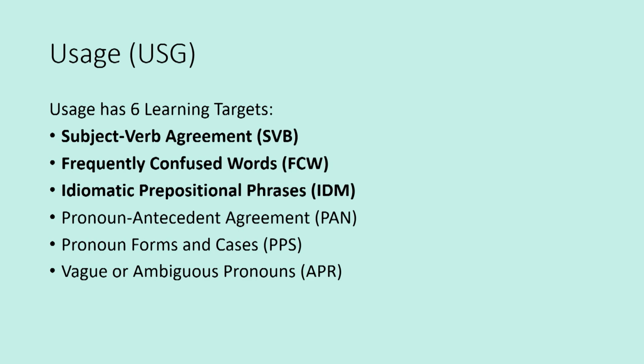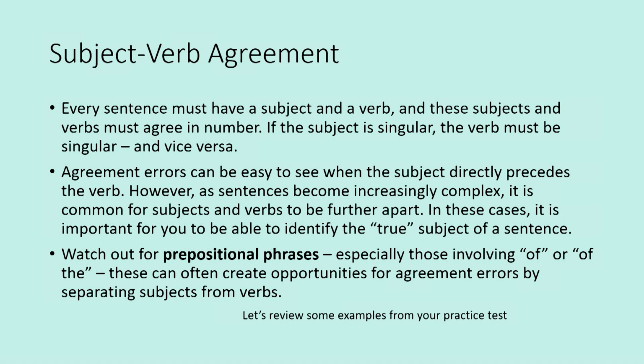So, let's dig in. Subject-verb agreement. We have talked about in the past, every sentence must have a subject and a verb, and it must be a complete thought in order to be a sentence. The subjects and verbs must agree in number. If the subject is singular, the verb must be singular, and vice versa. Agreement errors can be easy to see when the subject directly precedes the verb.